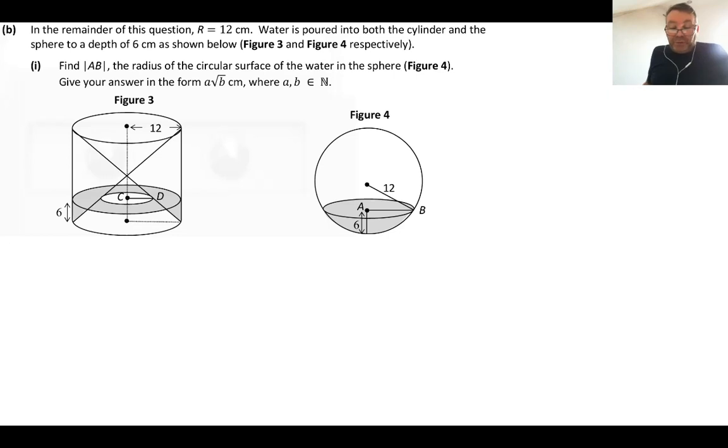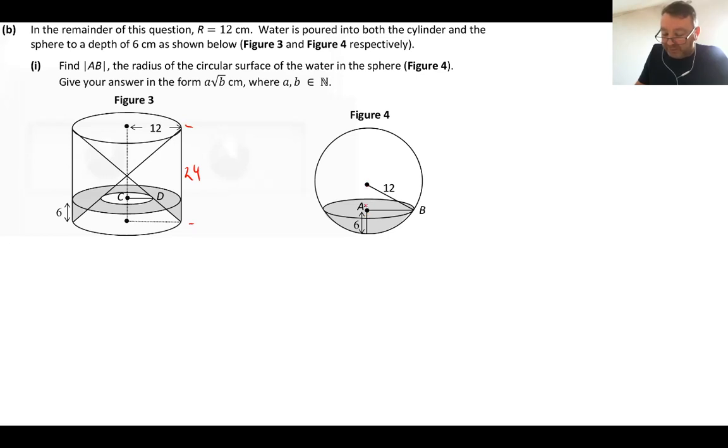Part B. In the remainder of this question, r is 12. Okay, so that means we now have a cylinder radius 12 and a total height, don't forget that, of 24. So keep that in mind. Water is poured into both the cylinder and the sphere to a depth of 6 centimeters as shown. Find AB, which is the radius of the circular surface in the water, this one here, and give your answer in the form of a root b. Bit of a hint, a root b. We're going to be introducing square roots.